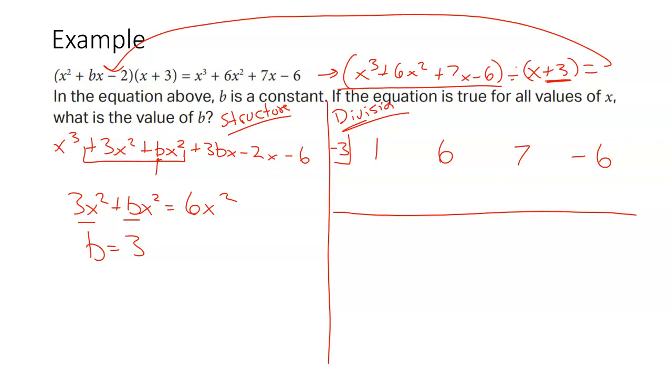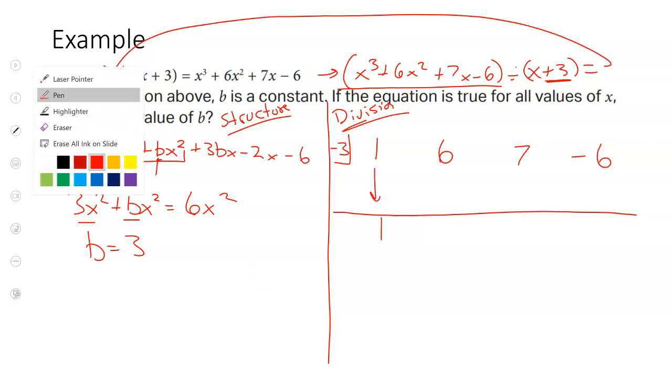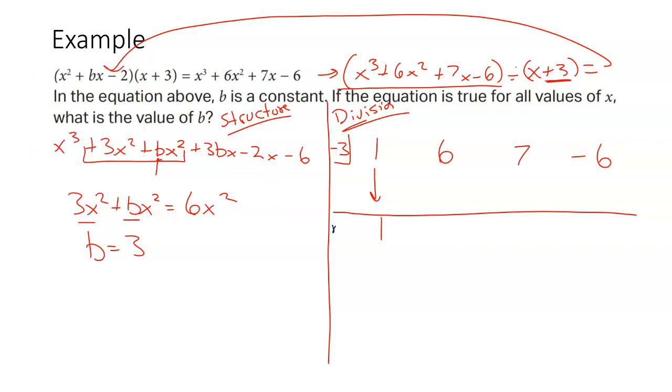Does anyone remember how we start this? Bring the 1 down. Okay? Bring down the 1. Everything in the bottom row gets multiplied by negative 3. Once we multiply by negative 3, that number goes into the second row in the next spot. So negative 3 times 1 gives me negative 3.